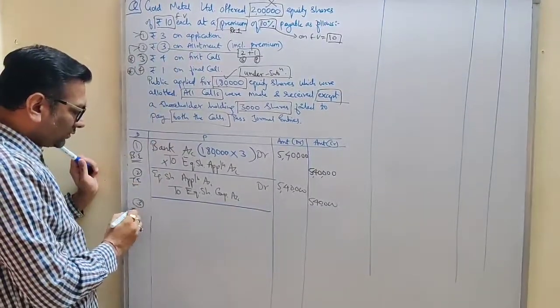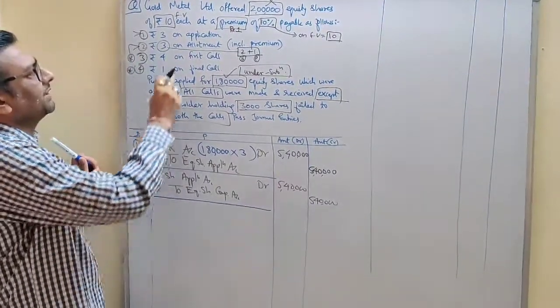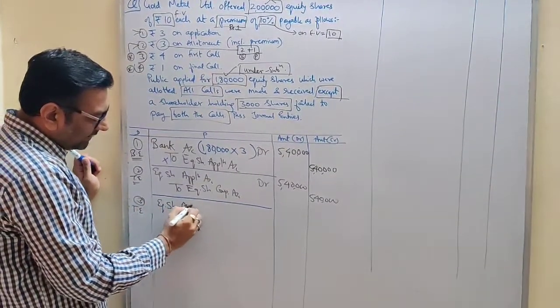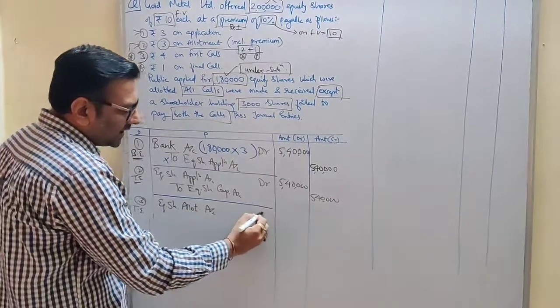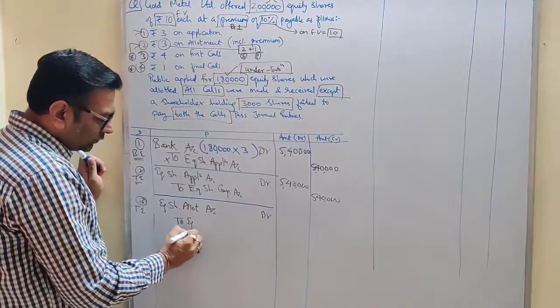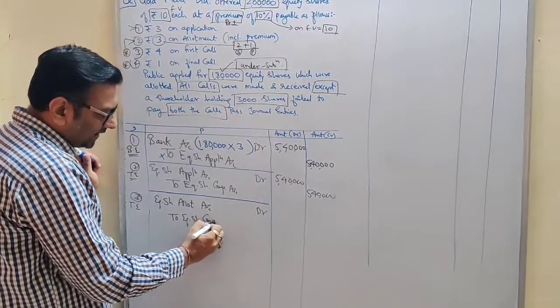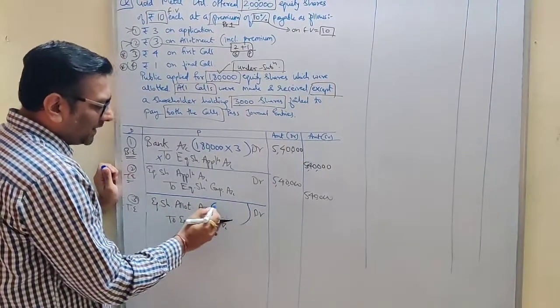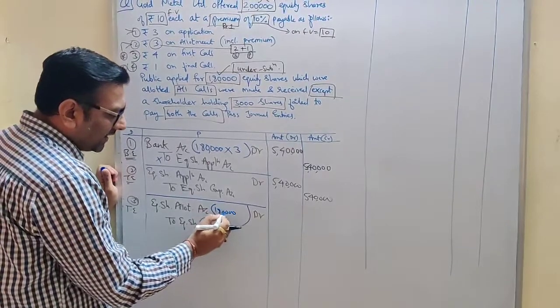Now, done with the application installment. For allotment it's the opposite. You have to first write the transfer entry. So what will be your transfer entry, students? Equity share allotment account debit to equity share capital account. Let's write down the working in brackets. How many applications did you receive?